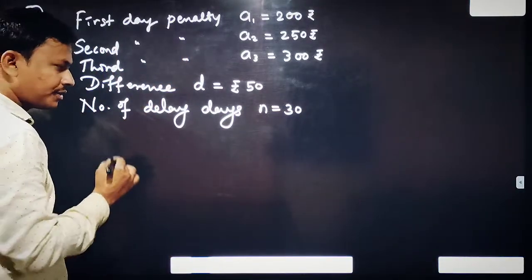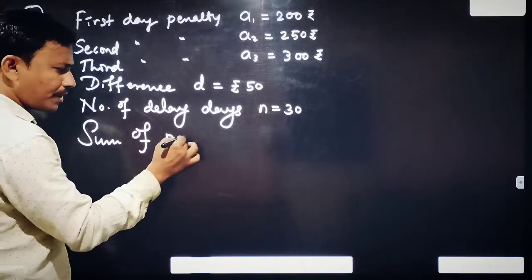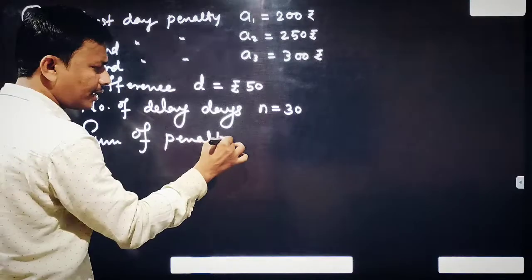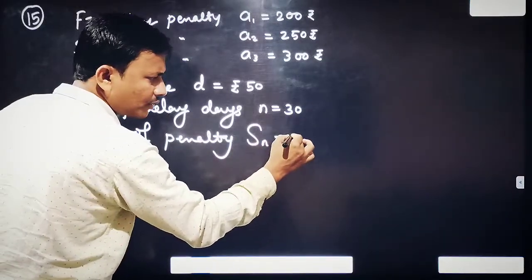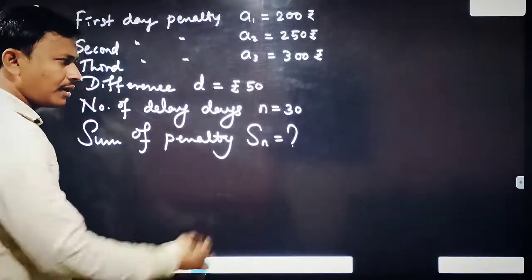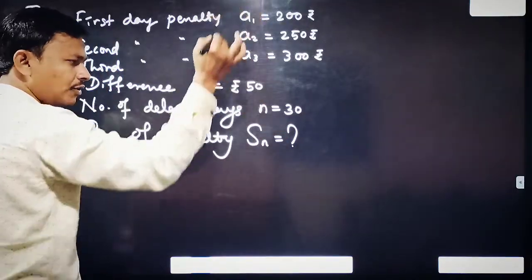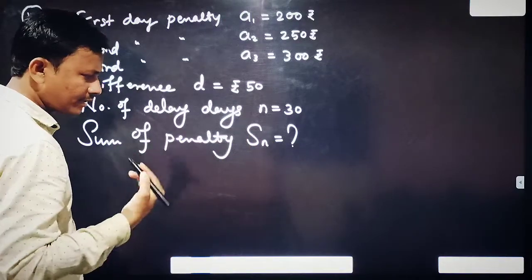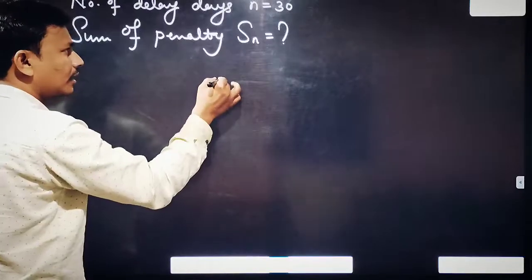What we need to find out? Sum of penalty. Sn is equal to question mark. We have n value, we have d value, we have a value. We need to find out Sn. Therefore, Sn is equal to formula, n by 2 into (a plus l).